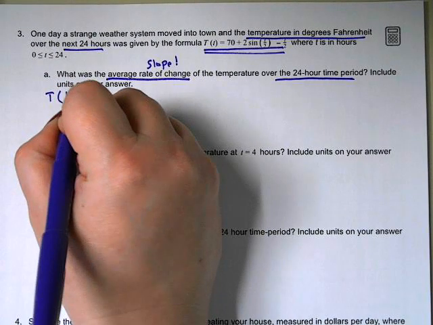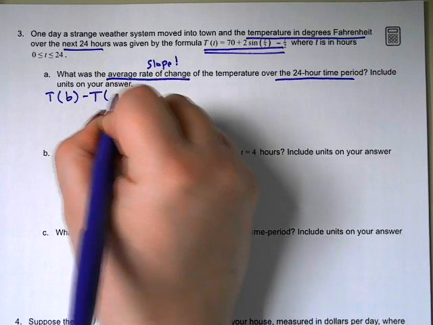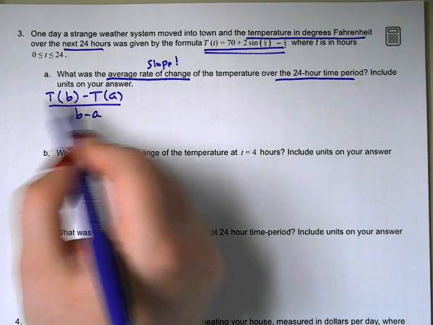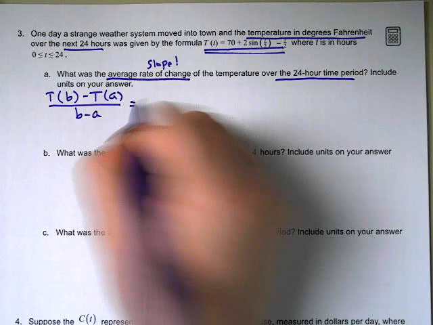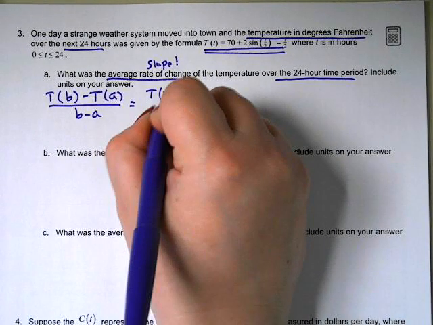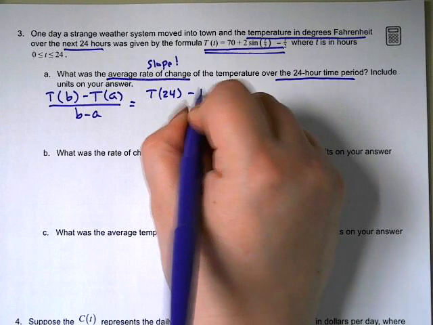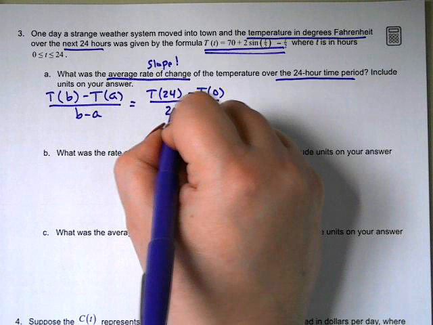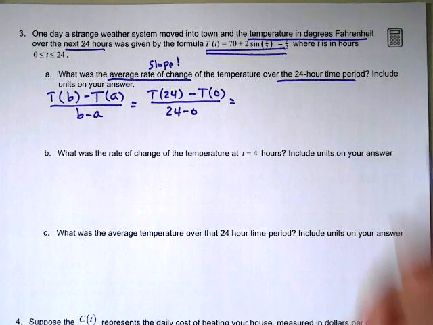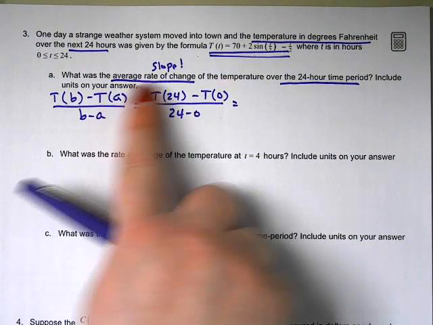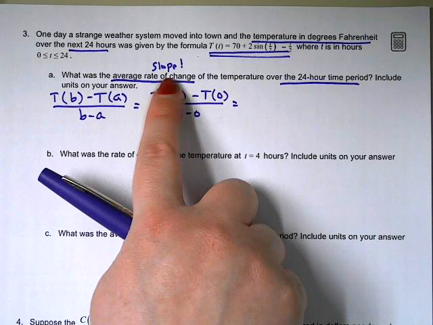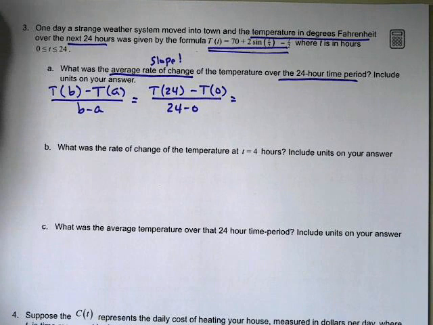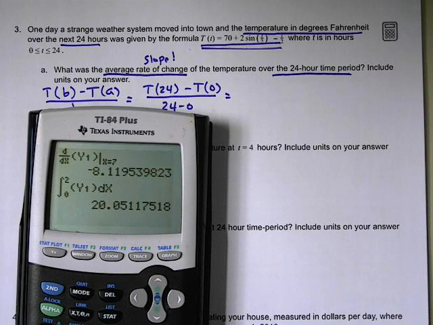So we're going to do f of b minus f of a all over b minus a. Now we're not doing f, we're doing T because we're talking about temperature. So what that means is find the temperature at 24 hours, find the temperature at 0 hours, and we're going to actually find the slope. So again, because it's average rate of change, it's this rate of change over an interval, this is just regular old slope. This is not calculus, okay? So now we're going to go ahead and use our calculator here.